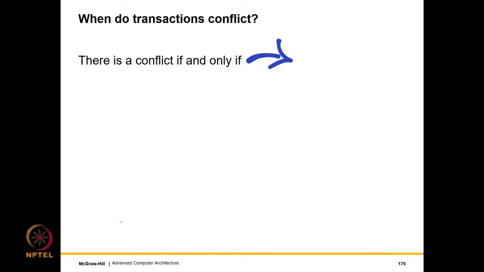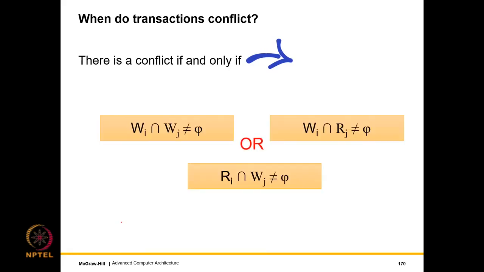When do two transactions conflict? Go back to our definition of disjoint access parallelism and then try to come back. They conflict only when there is an overlap in their memory footprints. If I were to formalize that, here is what it would mean. Either the write sets overlap, in the sense that they write to the same variable. If they write to the same variable, the intersection of the write sets will be non-null, then of course there is a conflict.